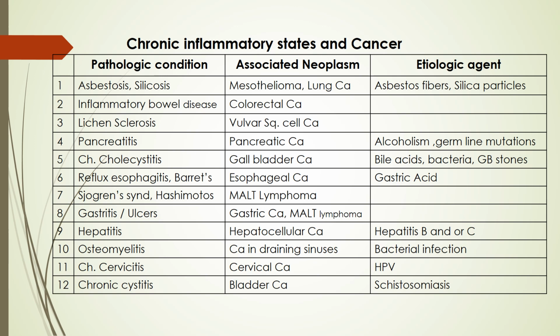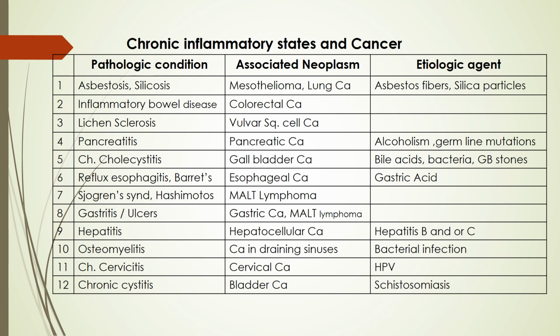Now this is a table which is showing a pathological condition, which causes the neoplasm, and what will be the etiologic agent which is causing this neoplasm. Asbestosis and silicosis cause mesothelioma and lung cancer. The examples are asbestos fibers and silica particles. So it is a long list, though this is a very small list, but there are a number of agents causing these things.